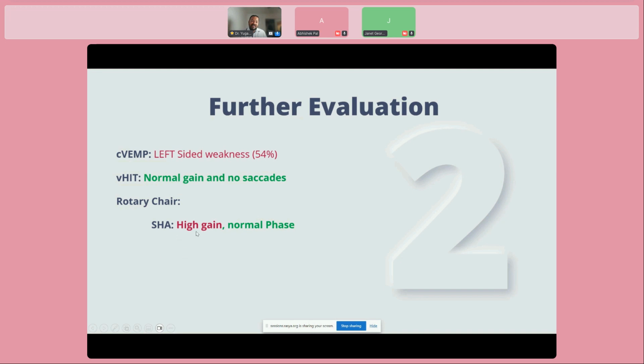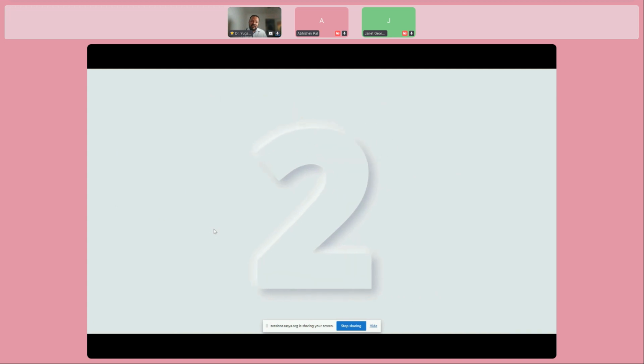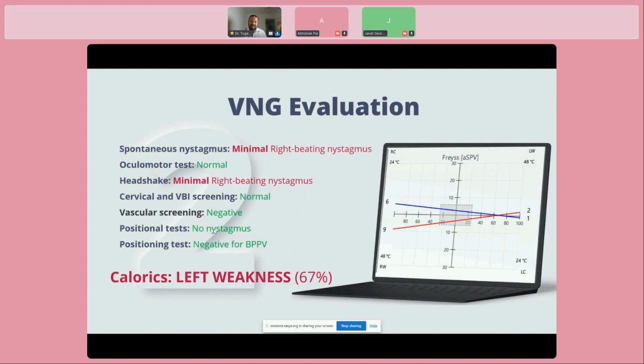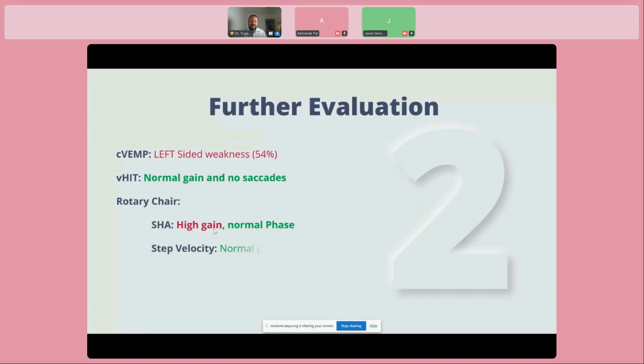The rotary chair here shows high gain. That indicates it could be central, but probably not peripheral, or probably some compensation. But in previous tests, we know that it is not compensated yet because the findings are significant. So this is another contradictory piece of information. But step velocity indicates fast decay, meaning that it is peripheral. So a lot of conflicts there. One test indicates central, the other test indicates peripheral. ECOG came out completely normal. But remember that this patient has been diagnosed with Meniere's and has been treated for years for Meniere's.